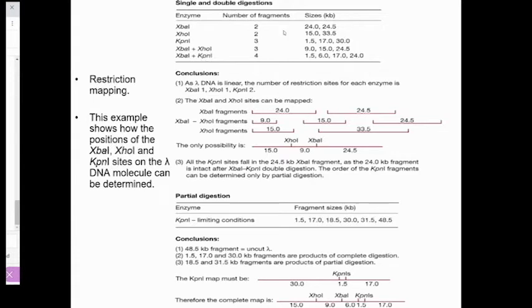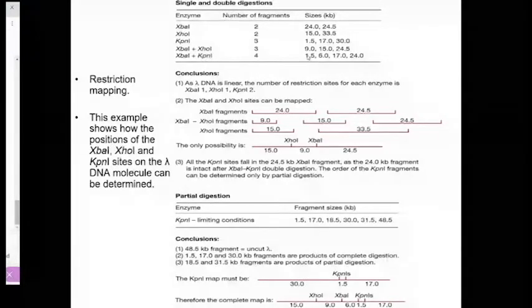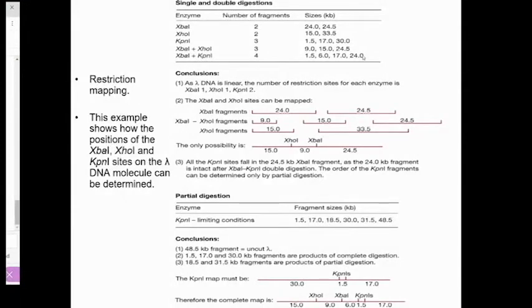And here are the sizes after they cut. And then this is double digestion. If you perform the double digestion, then you produce these 3 fragments, and these are their sizes. This other double digestion produces 4 fragments, and these are the sizes.